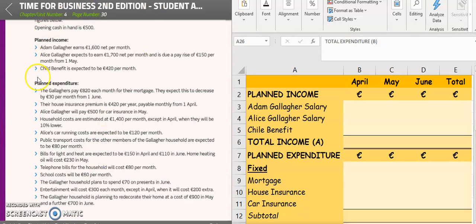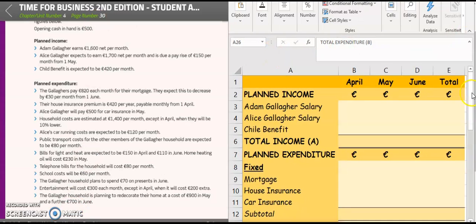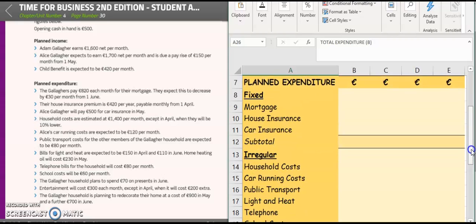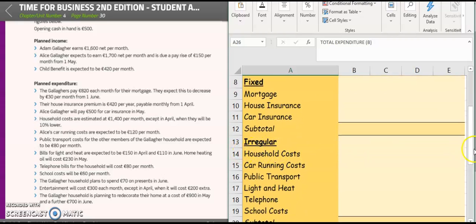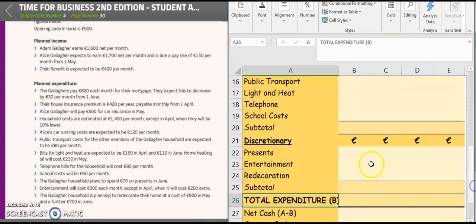Okay, so let's have a look at this household budget here on the left-hand side. We've got information for opening cash for the end of our budget. We've got information for our planned income that goes into the planned income section of the budget. And we've got information for our planned expenditure, which is made up of fixed expenditure, irregular expenditure, and also discretionary expenditure.